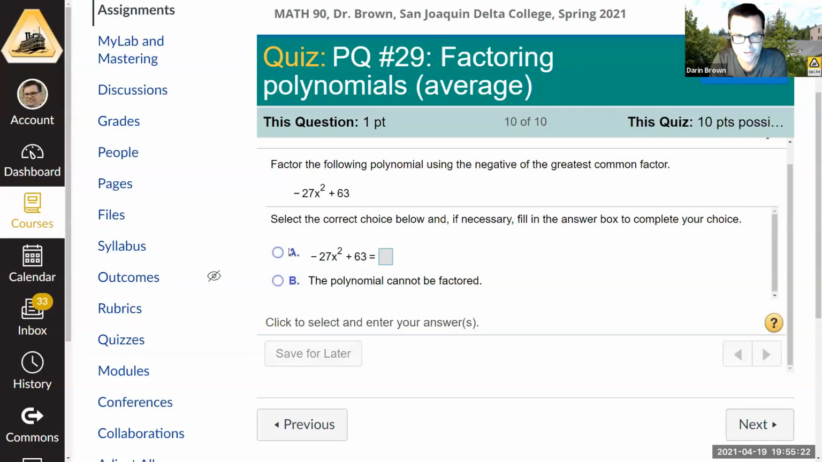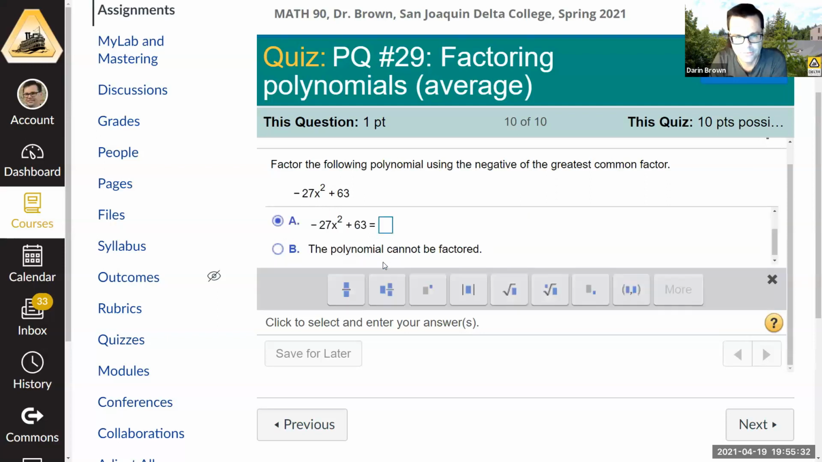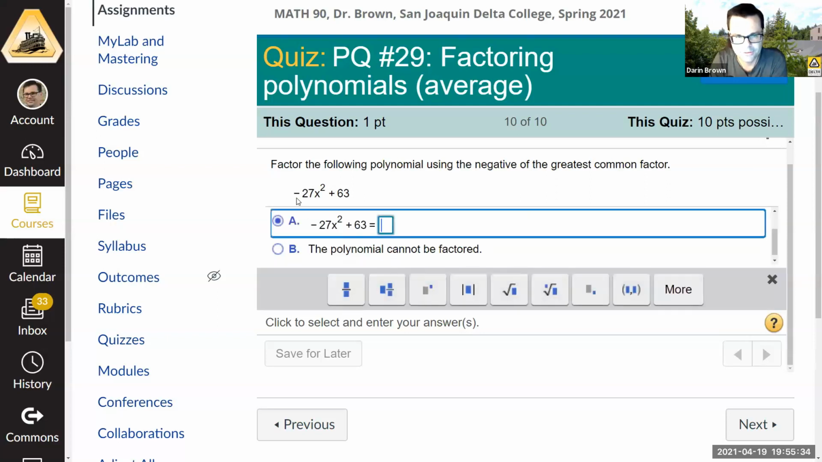And this last one here, what do I want to do with this? What do you think? Got 27 and 63. I think there's a common factor there. There's also a minus. So why don't I take out a minus?